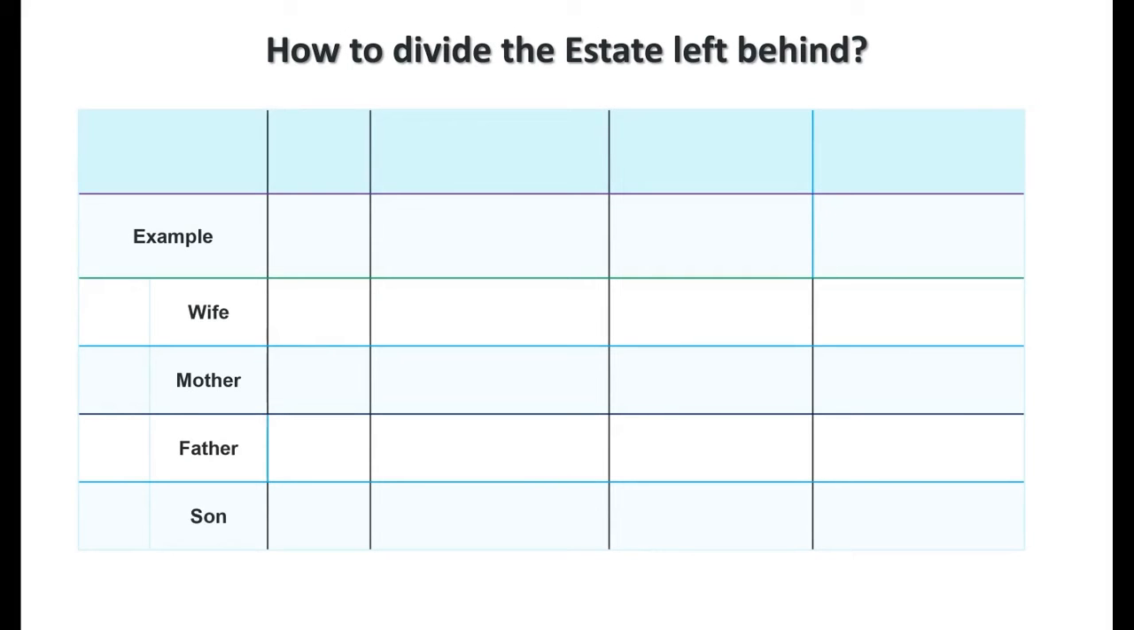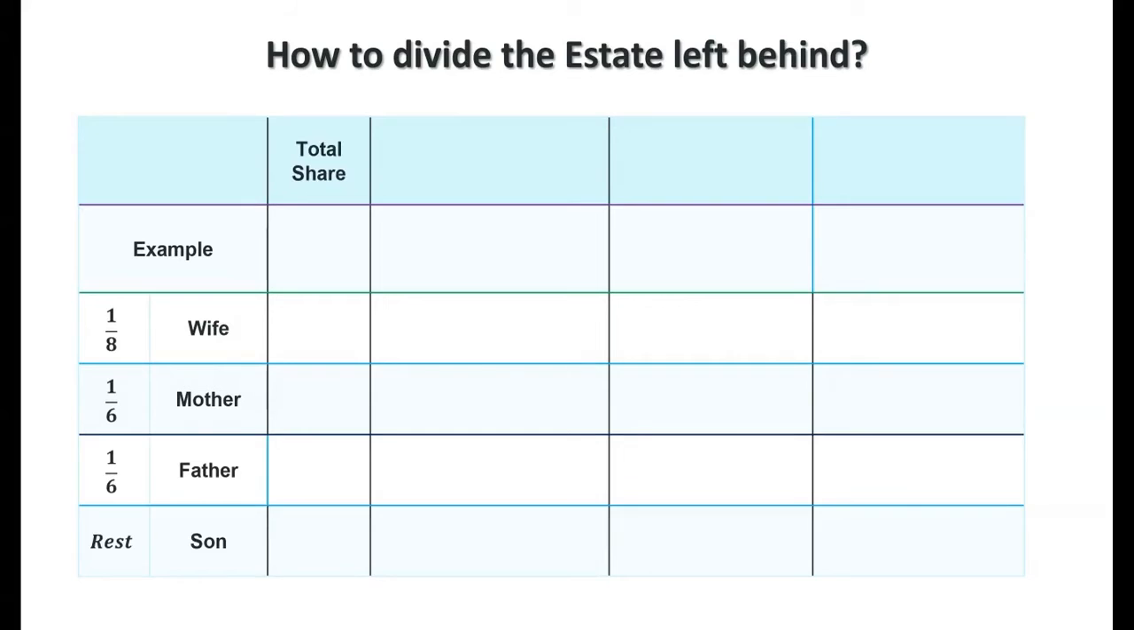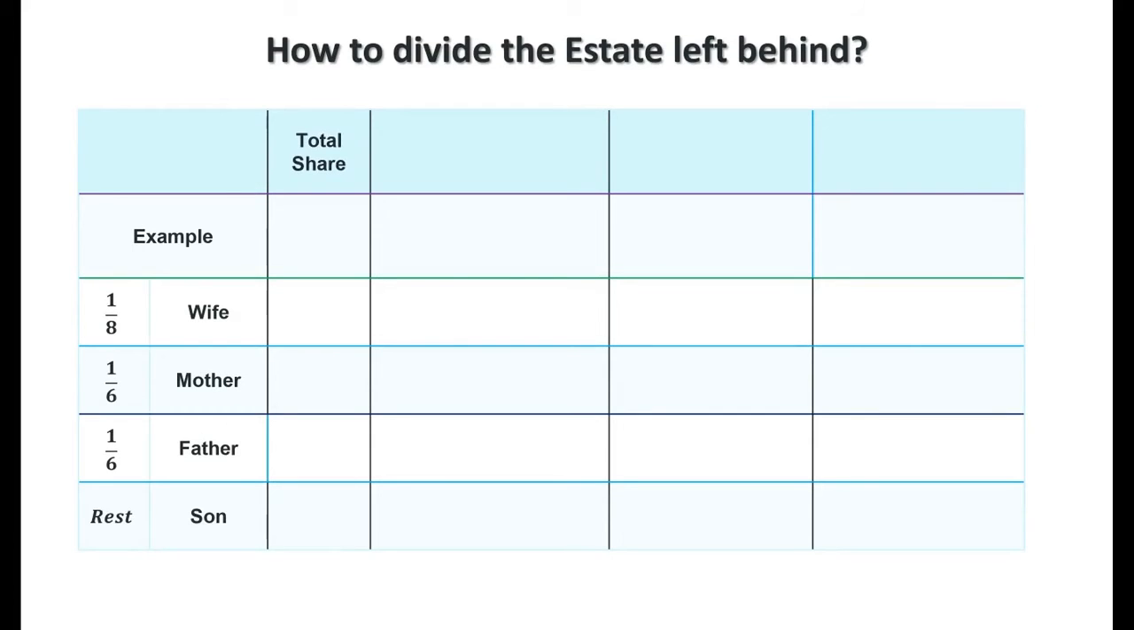Example of a case. In this case, we have a wife, mother, father, and a son. The wife is getting 1/8, the mother and the father are getting 1/6 each, the son is getting the remaining. The case is built upon 24. The wife is getting 3, the mother and the father are getting 4 each, and the son is getting 13.